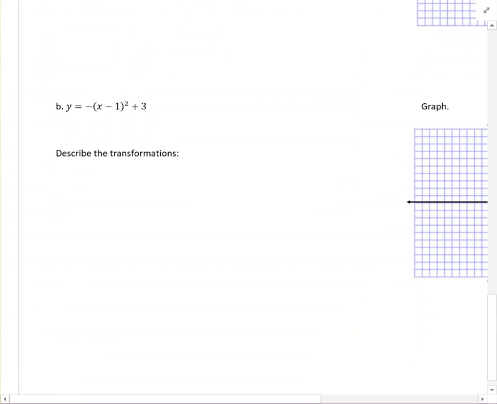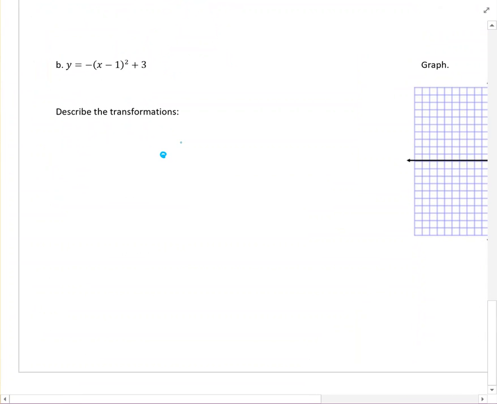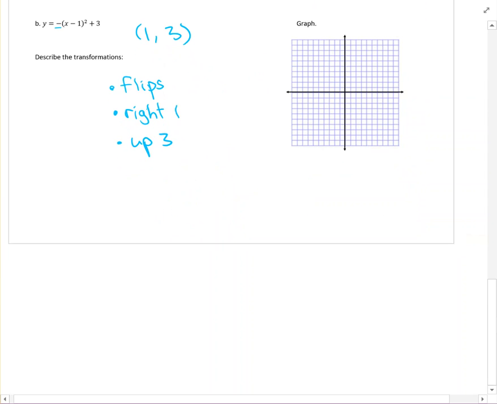Let's try another one. Describe the transformations. Well, first of all, it flips upside down because it has that negative in the front. And then it moves 1 unit to the right, right 1, and up 3. Let's write what our vertex is. It's 1, 3. Let's plot that point, 1, 3. And because it flips upside down, make sure your parabola is opening downward.